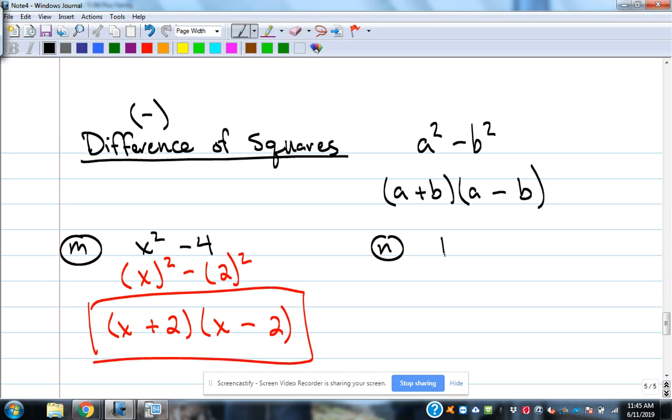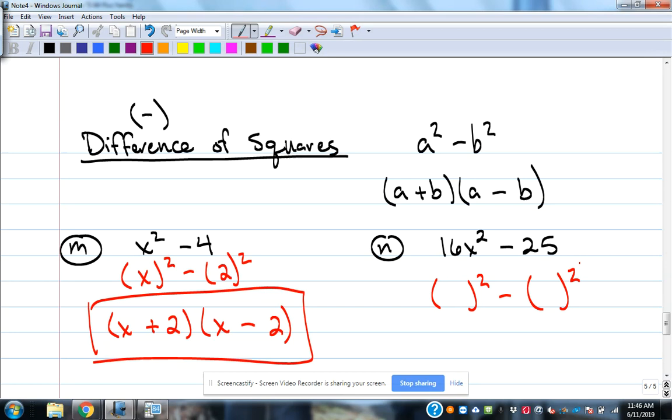Let's take another problem. Maybe something a little tougher. 16x squared minus 25. Well, anytime we get numbers in the front there, we got to think, okay, well, there might be a GCF. Does 16 and 25 have anything in common? No, nothing in common between 16 and 25. So I look at it and say, okay, well, there's only 2 terms, and there is a minus sign in the middle, and the x has a squared on it. So that tells me this could be a difference of squares. I'm going to try to rewrite it as squares.